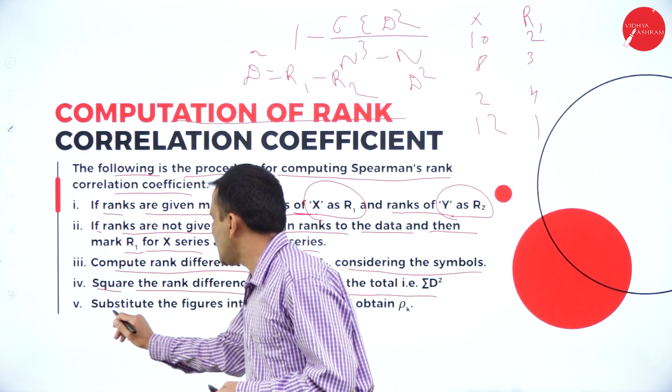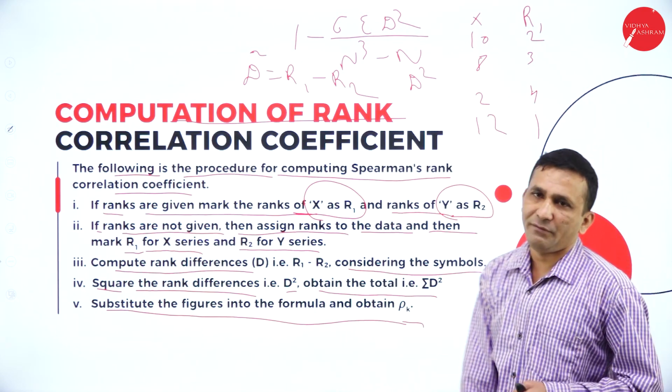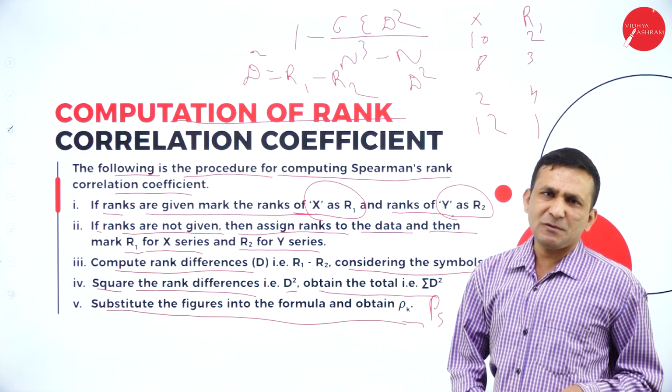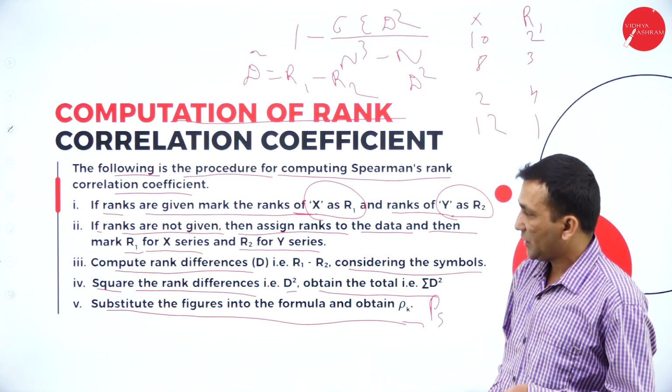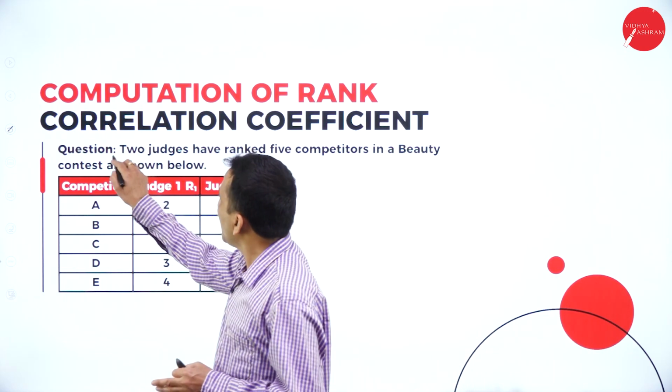Now last one, substitute the figures into the formula and obtain the pK value, or you can write rho, the Spearman rank correlation. So there is one question, and it is very clear.